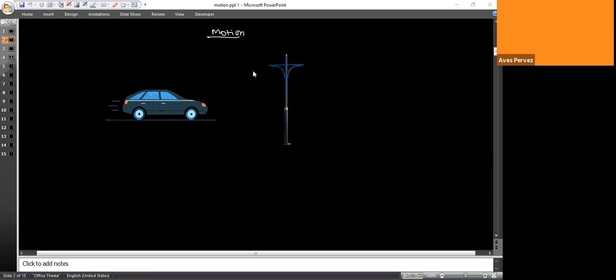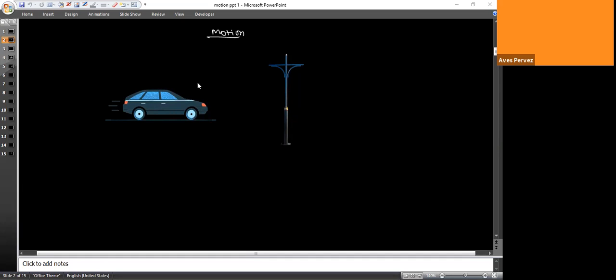So first of all, we are going to study a very important chapter, that is motion. The first question that arises is, why is there a need to study motion? Why do we need to study motion, velocity, and the other topics related to this chapter? Actually, dear students, we need to study this chapter not for a single reason. There are so many reasons.